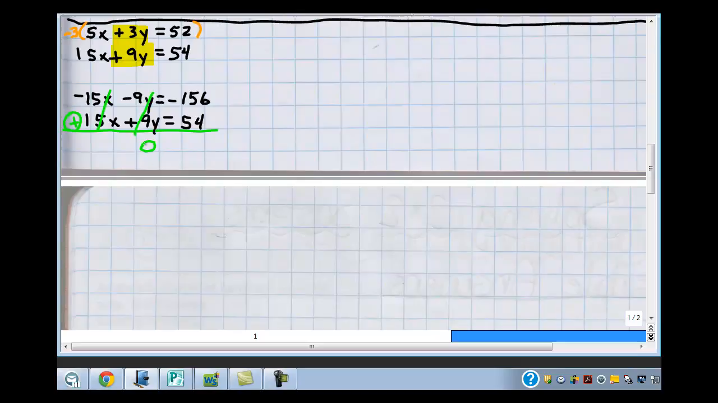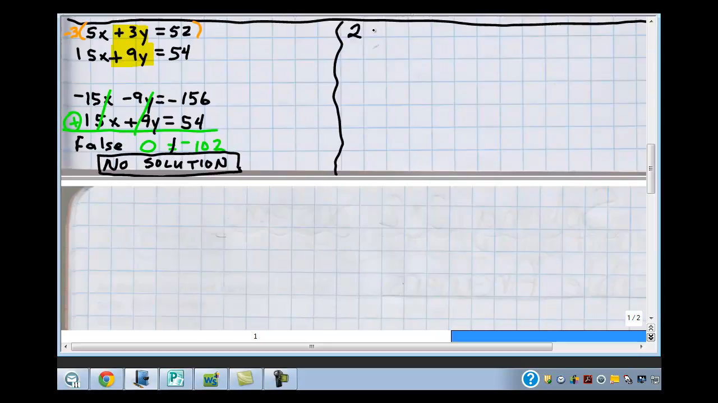Notice that these two go away and leave 0, but on the right hand side, -156 plus 54 is -102. This is not a true statement, it's false, so therefore we have no solution. Let's look at another example.